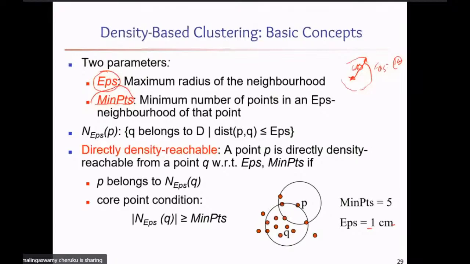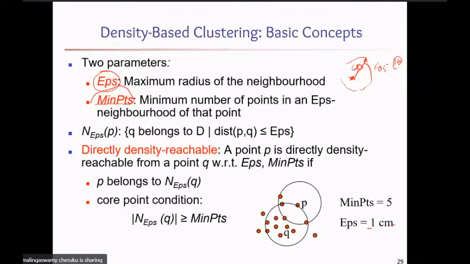So what is the core point? I think we didn't come across this core point definitely. So what is the core point? P should be a core point if and only if it has, in its neighborhood, the neighborhood of Q with the epsilon radius, more than the minimum number of points inside it.